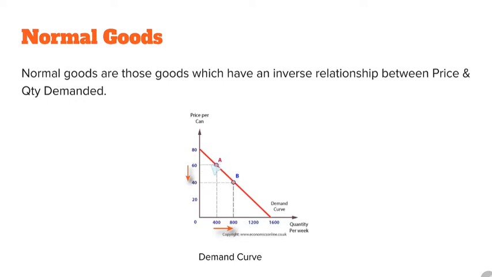At this point, the price is slightly low and the quantity demanded is starting to peep up. And at this point, the price is low and the quantity demanded is increased. As the price moves downward, the quantity demanded will increase, and as the price moves upward, the quantity demanded will decrease. So this is the case of normal goods.